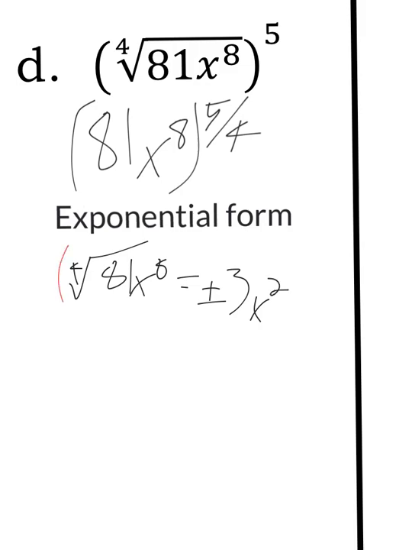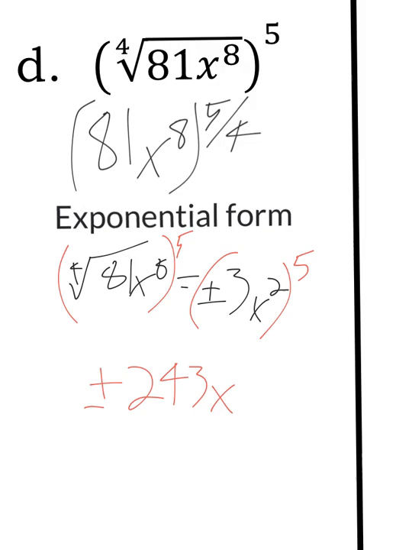So we just need to go back in and raise that to the 5th power. Alright, so 3 to the 5th power is 243. So I'm going to write plus or minus 243. And then x squared to the 5th power is x to the 10th. And so I get 243 x to the 10th. And that's all I need to do on part D.